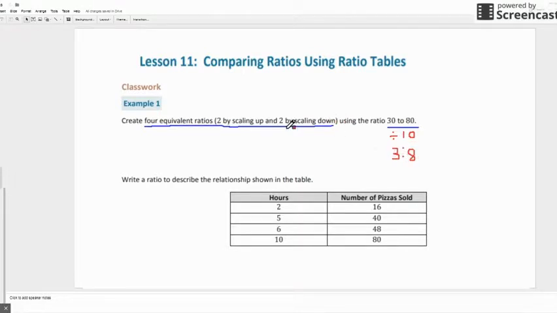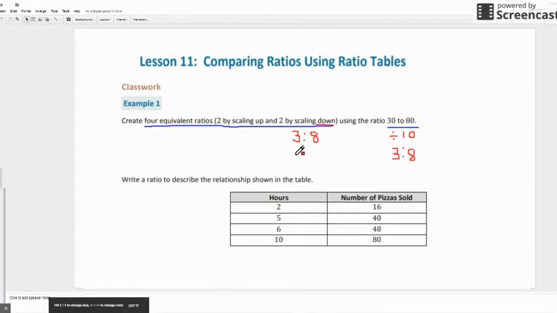Well, right away, this 3 colon 8 is a scale down. Now, how do I know it's a scale down? Down, of course, means the numbers are going to get smaller. Okay, this is equivalent because they mean the same thing, but it's being scaled down because the numbers are smaller. So there's one being scaled down. Now I need one more scaled down.